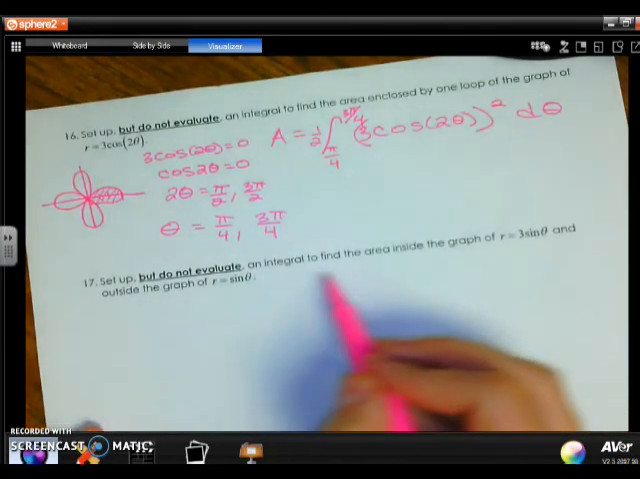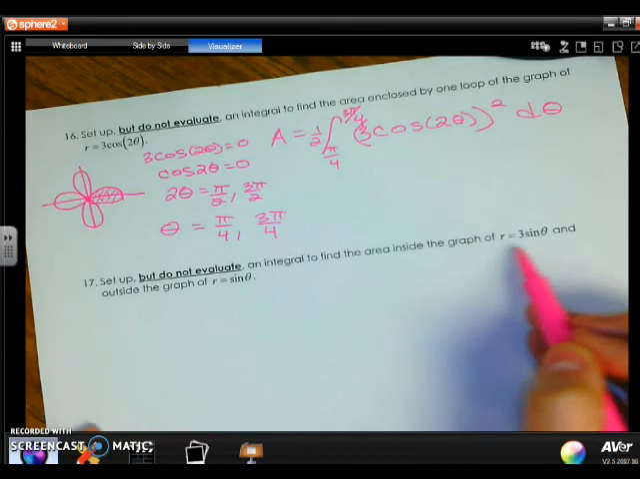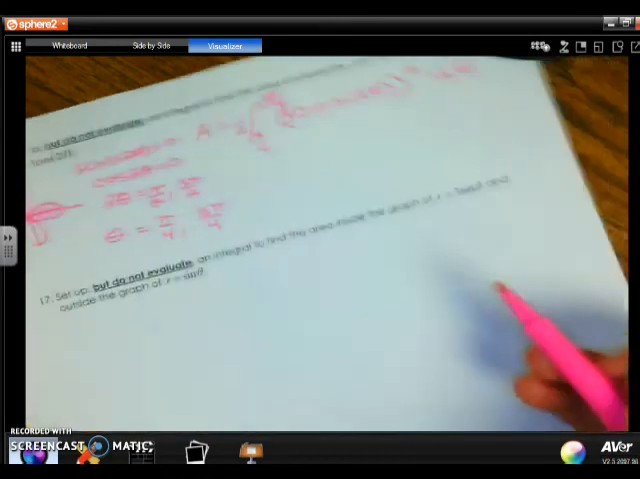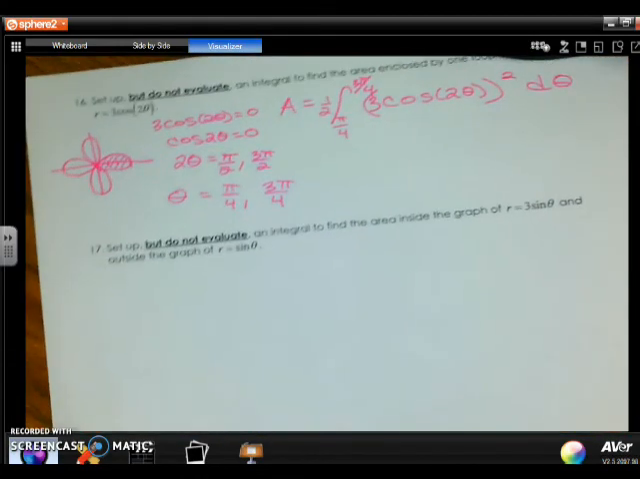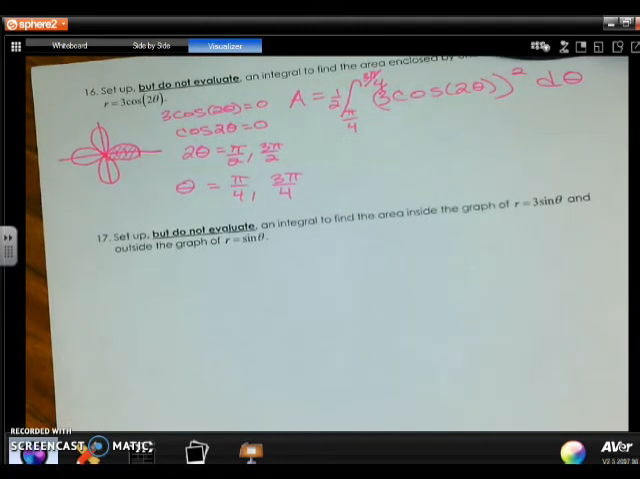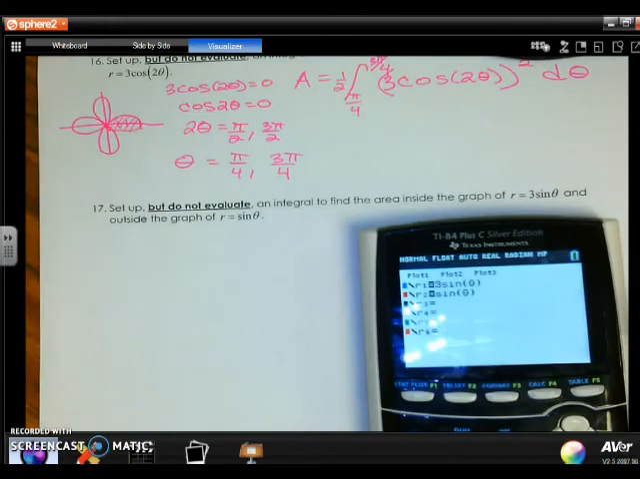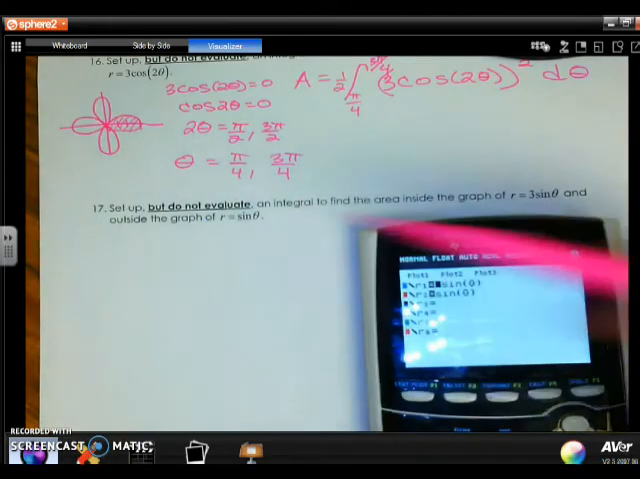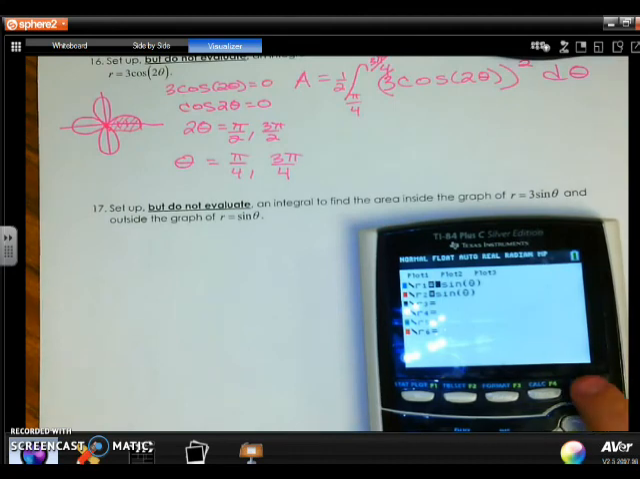All right, set up a non-evaluated integral for inside the graph of this and outside the graph of that. So this is going to be one where we're going to have to subtract. I would maybe sketch this first. This piece here is a circle, and outside the graph of sine theta. Again, you would have to graph both of these circles without your calculator, but I just wanted to show you what we're looking at.